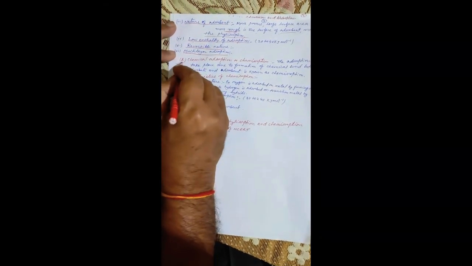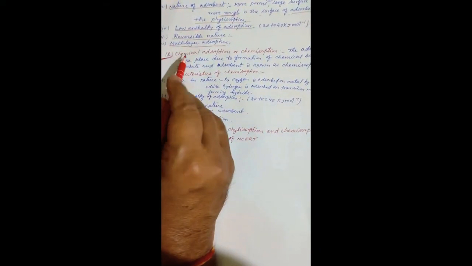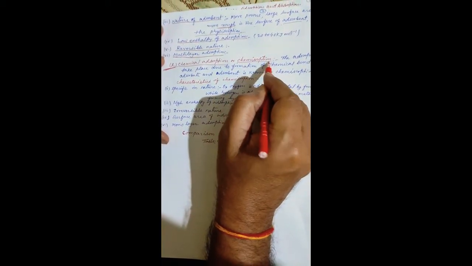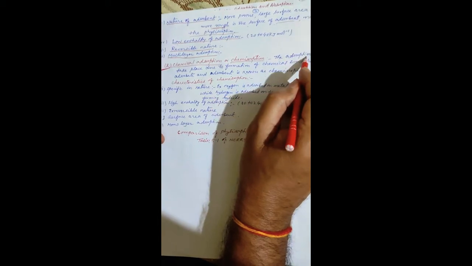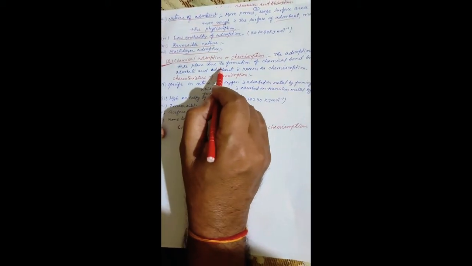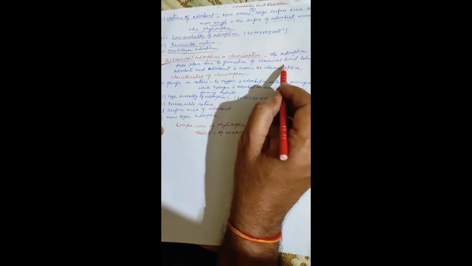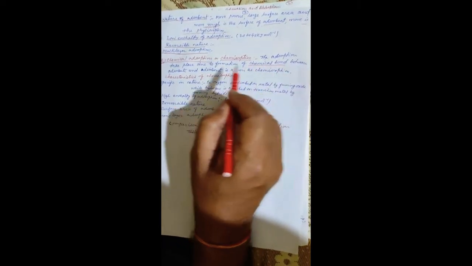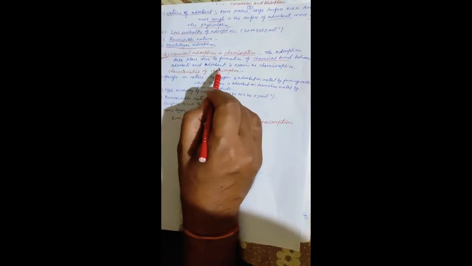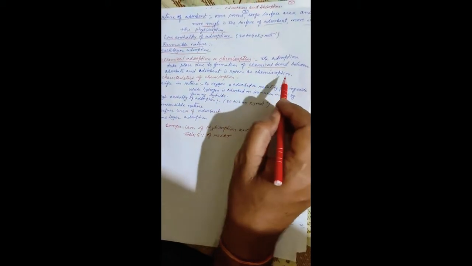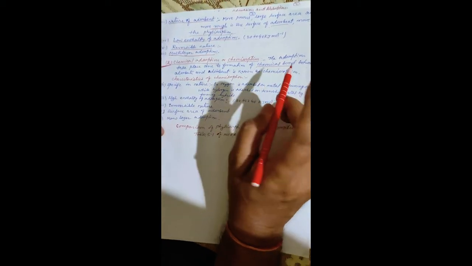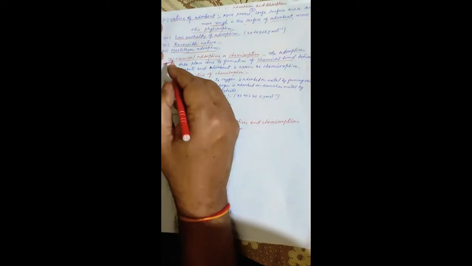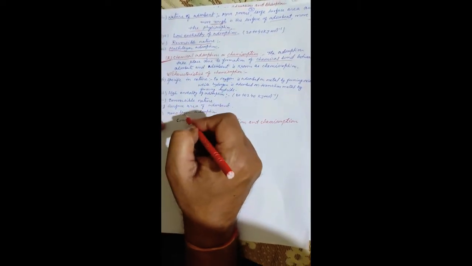Now come to the second type of adsorption. That type is chemical adsorption or chemisorption. Now see, the adsorption takes place due to formation of a chemical bond. Formation of a chemical bond between adsorbate and adsorbent is known as chemisorption. Naturally, if there is formation of a chemical bond, then what should be the characteristics of chemisorption?